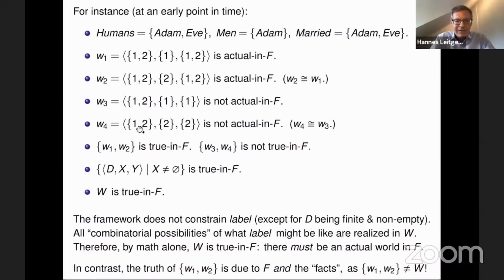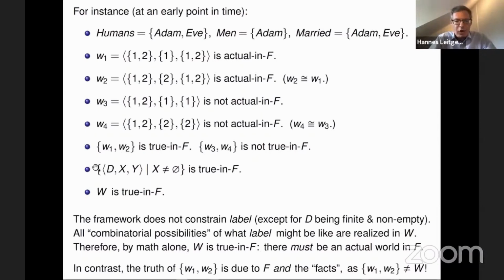On the other hand, these worlds here, W3 and W4, they are not actual. Okay. So here there would be only one person that is married, and it's the man, as it were. But this forgets about Eve because she's also married. So this world and also the isomorphic W4, these worlds don't get the structure of the labeling right. Okay, so they are not actual worlds. And for that reason, the set W1, W2 is a true proposition, but the set W3, W4 is not a true proposition. W3, W4 does not include an actual world. W1, W2 does. Okay.